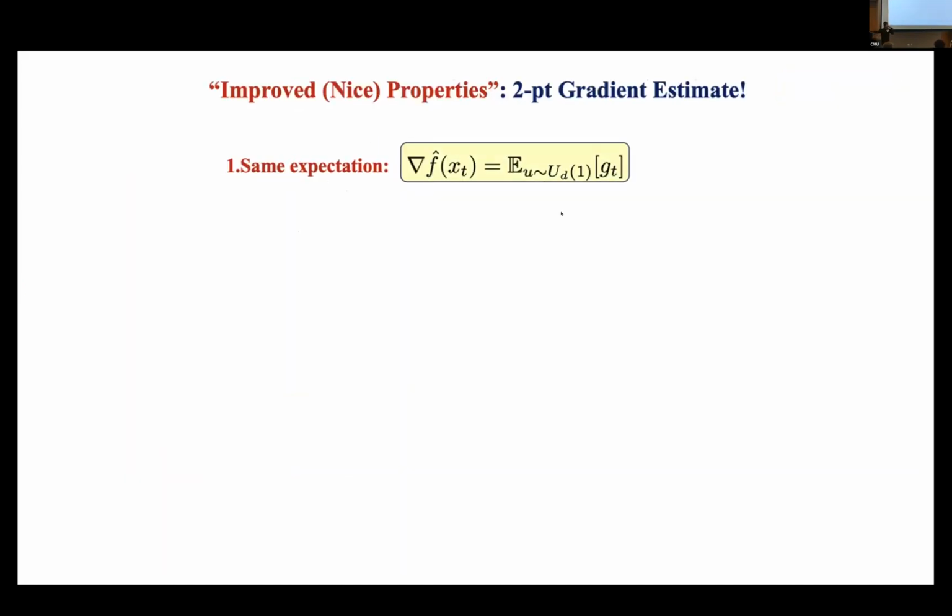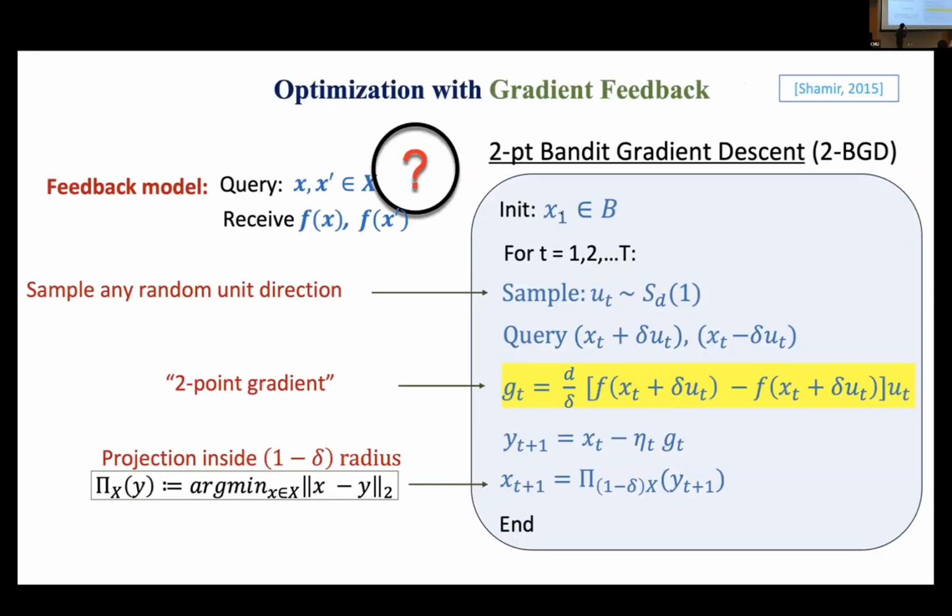Go ahead. Yeah, so maybe notation clarification. Previous slide. So what's highlighted in yellow? Yeah. So right now I have f of xt plus delta ut minus f of xt minus delta ut. So within the bracket, you're subtracting, that's minus. Okay, great.